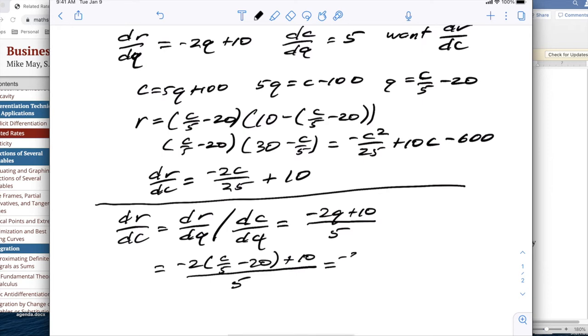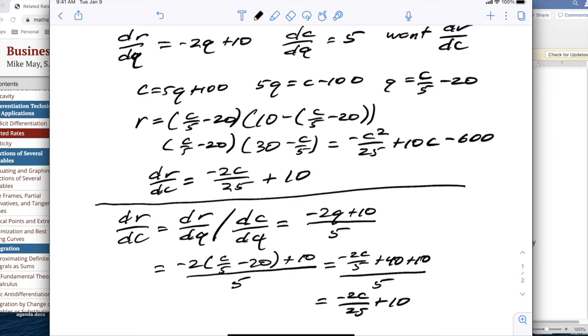I'm going to get minus 2 cost over 5 plus 40 plus 10 over 5. That adds up to 50. This becomes minus 2 cost over 25. 50 over 5 is plus 10.